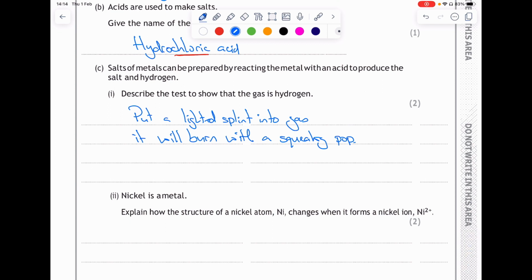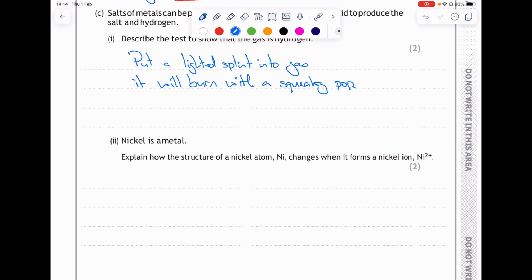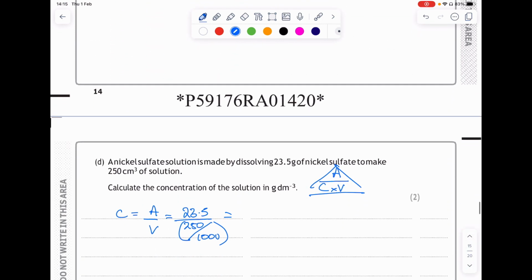Okay, nickel's a metal. How does nickel change when it forms a nickel ion? So what we have to say here, if we're going to go from nickel which has no charge to nickel which has a 2+ charge, we need to lose electrons, and because it is 2+, we need to lose 2 electrons. That's where your marks are going to come from. Okay, so you need to say it is going to lose 2 electrons. Okay, and there's 2 marks in that answer for yourself.